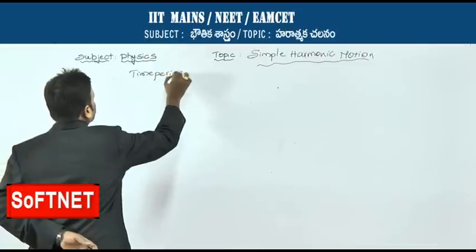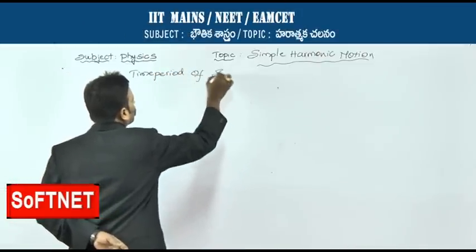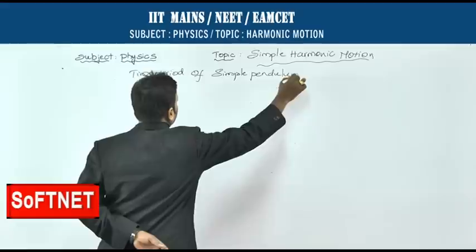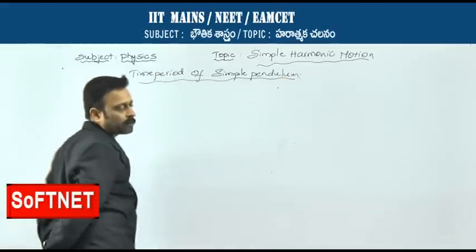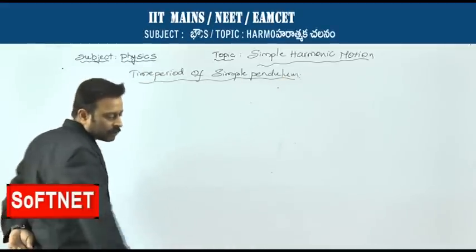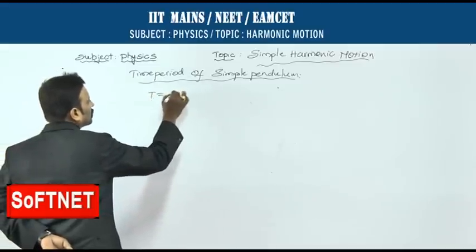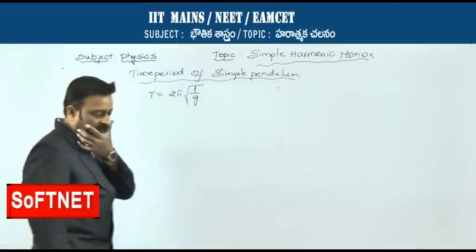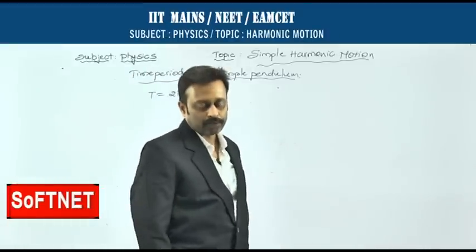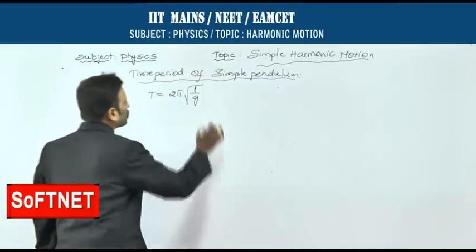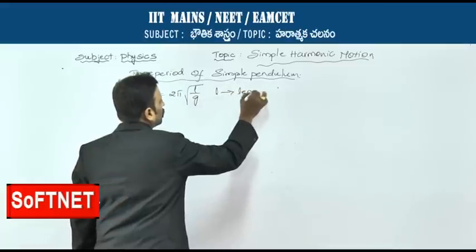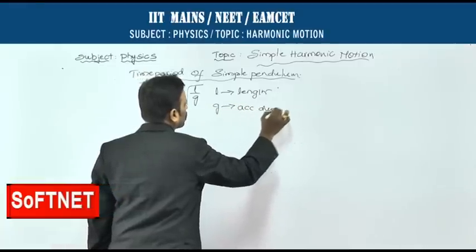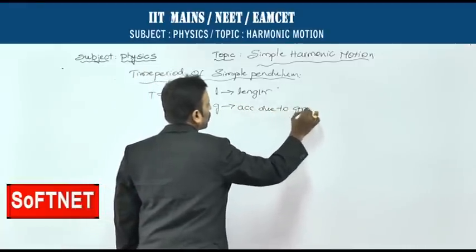Time period of simple pendulum. The formula to calculate the time period of a simple pendulum is 2 pi under root L by g. So, very important one. Time period of simple pendulum is 2 pi under root L by g. Here L is the length of the pendulum, g is the acceleration due to gravity.